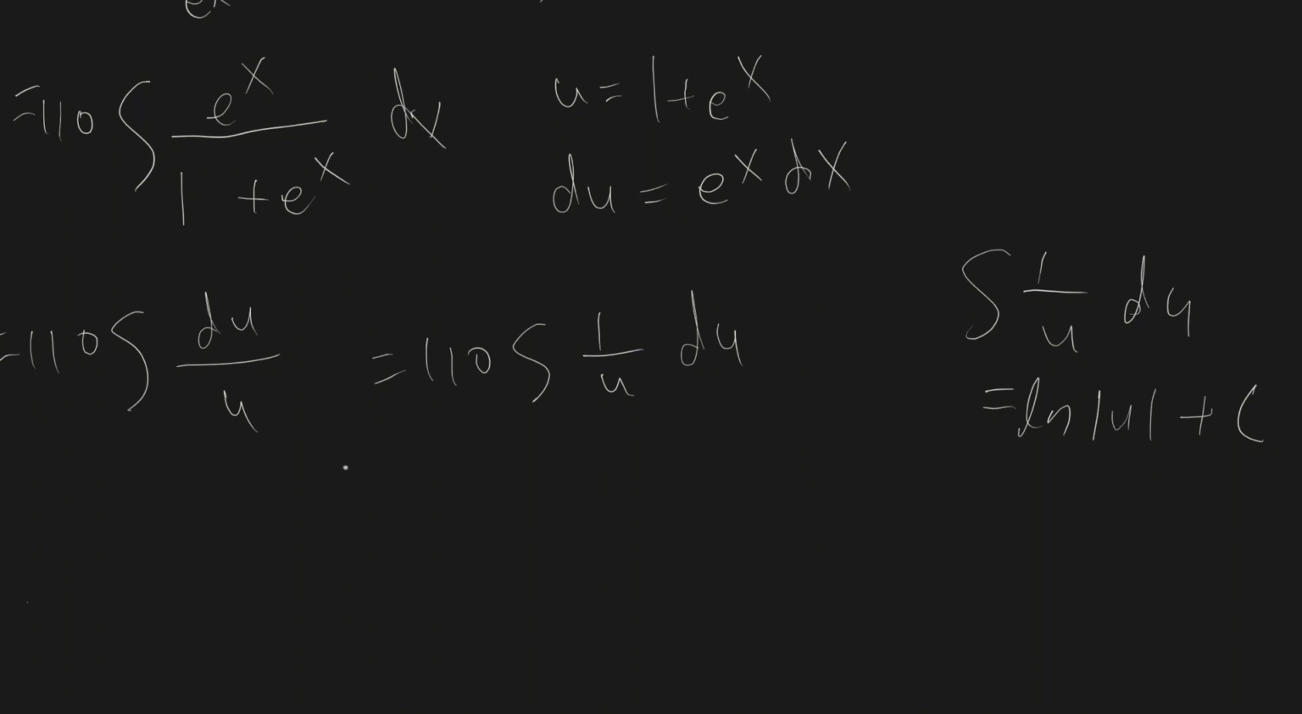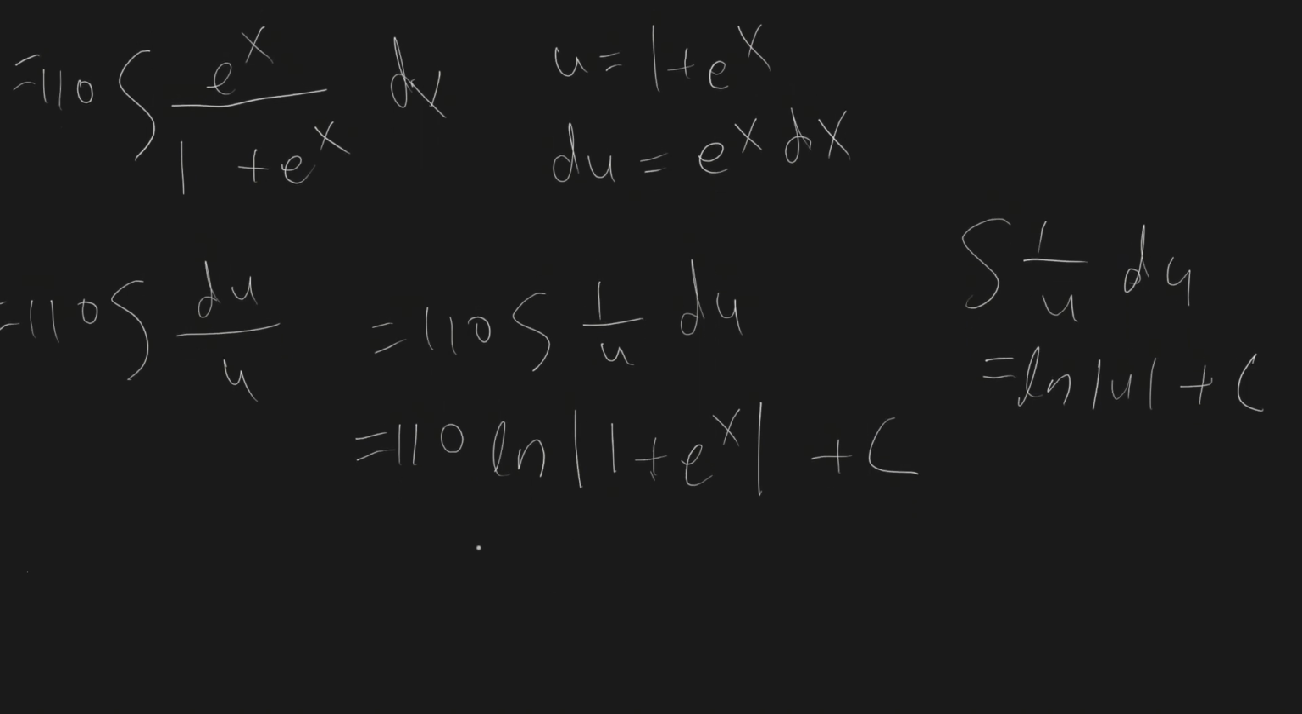So we can rewrite this as 110 times ln of the absolute value of 1 plus e to the x, since that was our u, plus c. But 1 plus e to the x is always going to be positive, since e is just a constant, and regardless of what exponent you put it up to, it will never be negative. It will just become a really small positive number, which added to 1 will never be negative. Which is why we can remove the absolute value brackets and make this just parentheses.